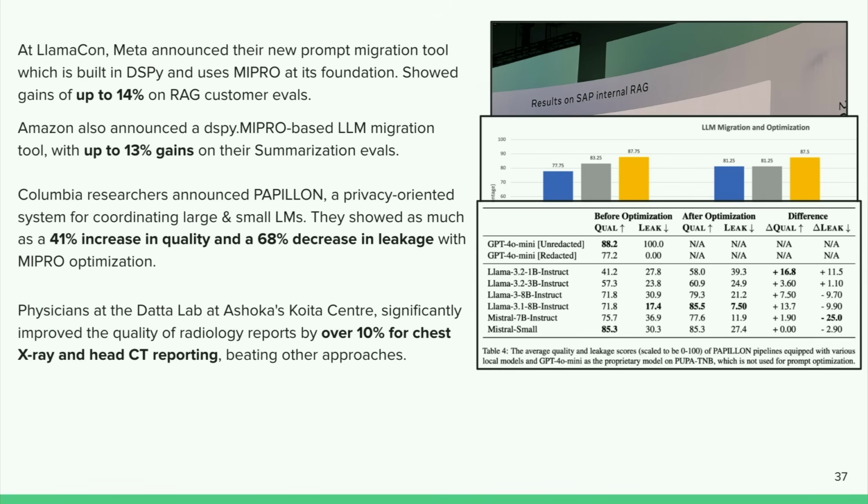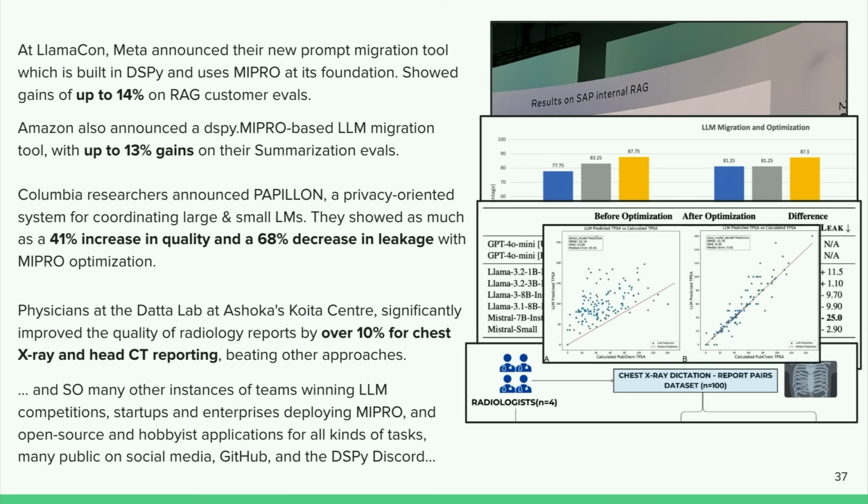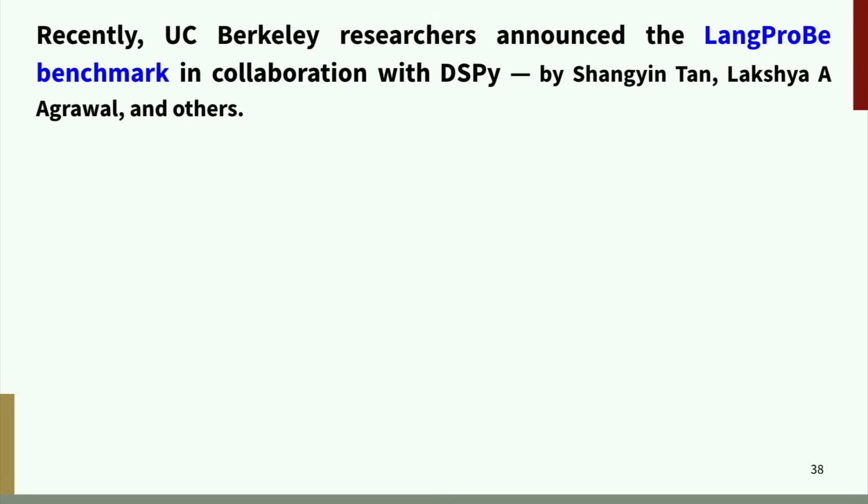Physicians at the data lab significantly improved the quality for chest X-ray and head CT reporting by over 10%, compared with other approaches for prompting, and then outperforming all of those thanks to MIPRO. And so many other instances. I just really didn't have the time to cover even a small fraction of these, but a lot of them are public, and a lot of them you can find on our accounts on social media or our Discord. People like to post the stuff there.